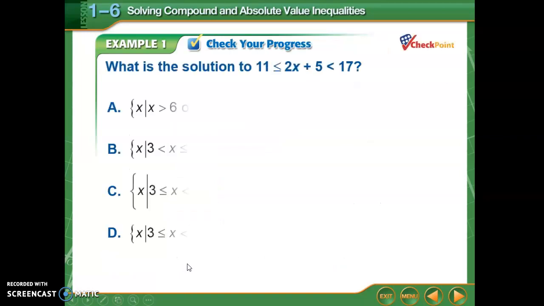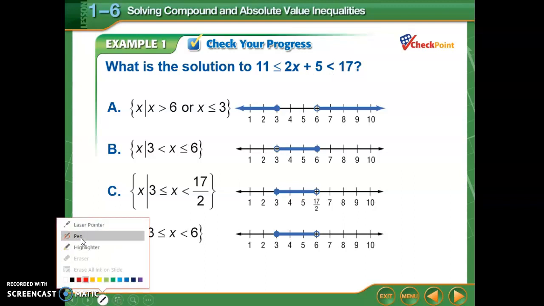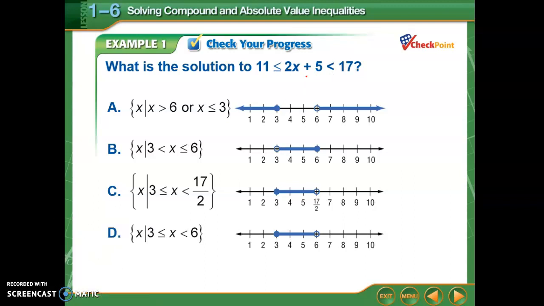All right, check your progress. Let's have another example. Try this one: 11 less than or equal to 2x plus 5 less than 17. You can use either method. Method number 1, you separate this into two, or solve together. If I were you, I'm going to solve this as one. That's the easiest and fastest method. So I'm going to subtract 5 from each term.